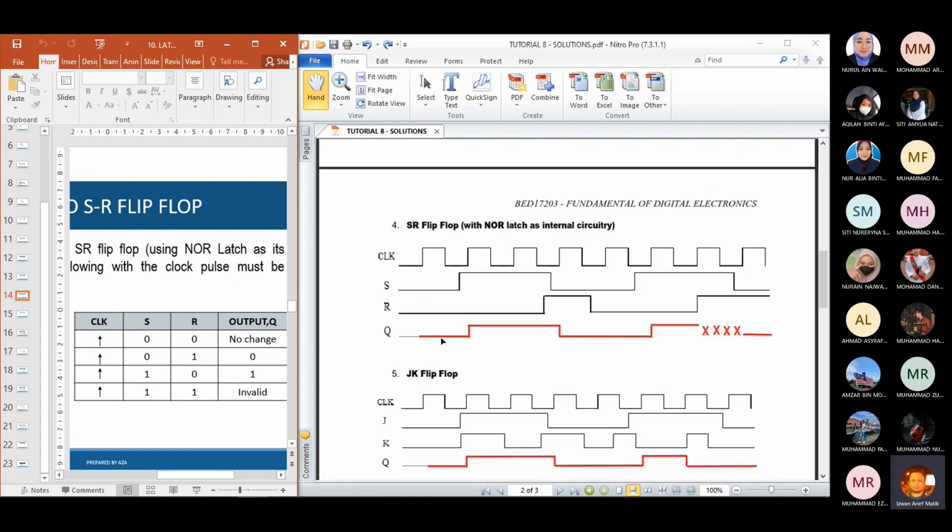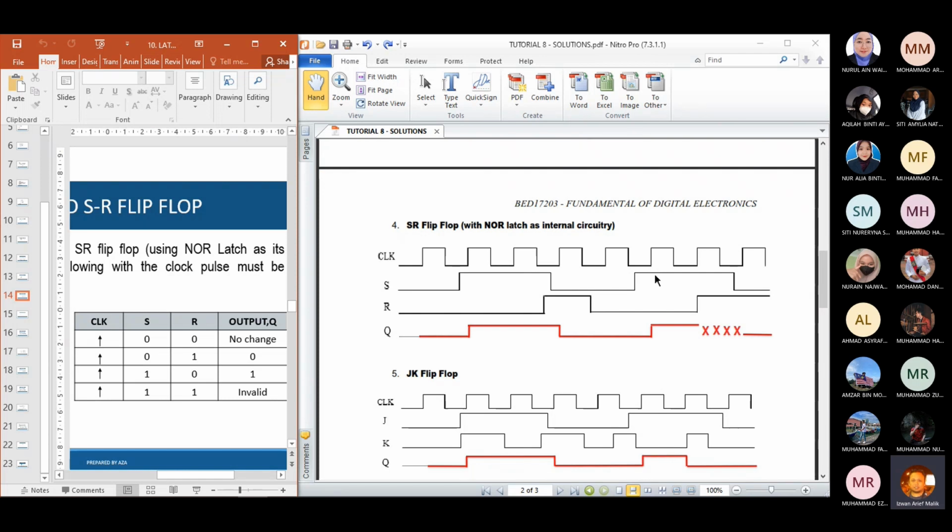Okay, and then during this first clock here, we get both S and R as zeros. So it will not change, no change. Up until the second clock, S is 1, R is 0, so it becomes 1. So it will remain 1 up until the third clock. Third clock is still 1, 0, so it is still 1. Fourth clock, it is at 0, 1, which is 0. Fifth clock, 0, 0, which is no change, so still at 0.